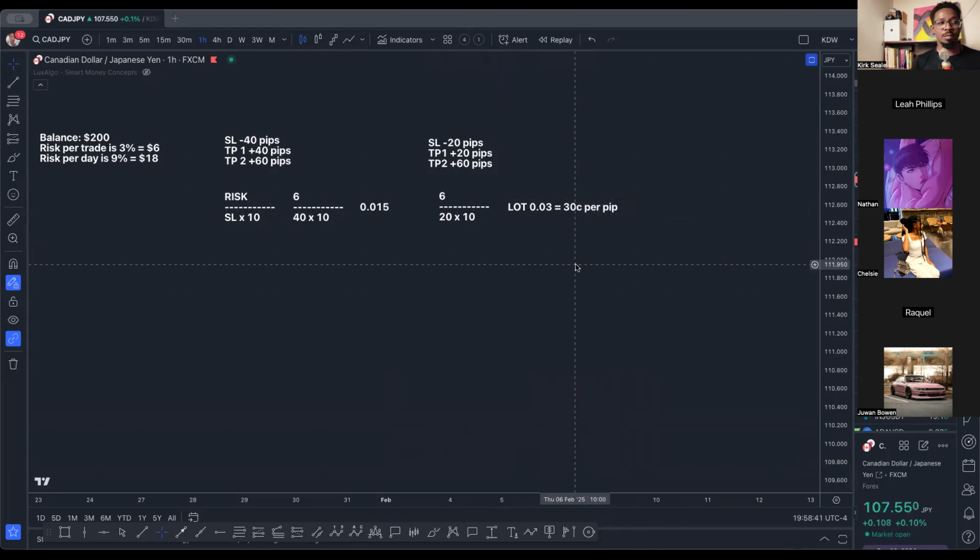And I promise you, this just seems like overly complicated and way too many words today, but it's going to get easier. All right. This is 30 cents per pip, which means for take profit one, it's going to be 20 multiplied by 30 cents, which is $6. If we won this trade, you would get $6. If you went to take profit two, however, it's going to be 60 multiplied by 30 cents. All right, which is going to be what? $18?